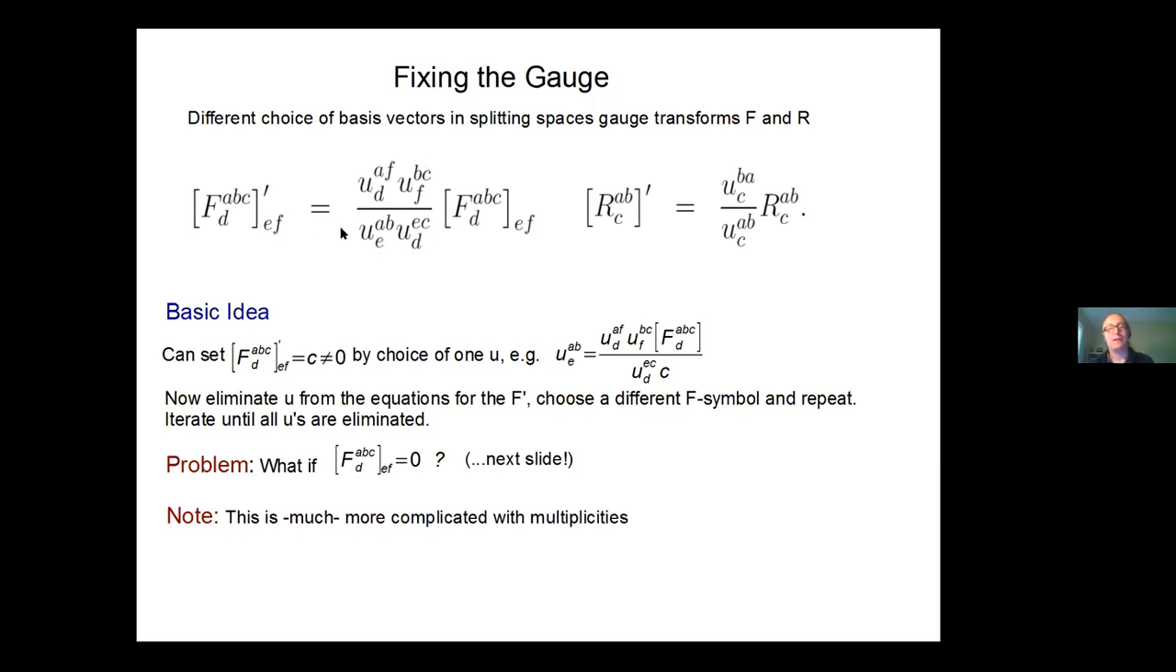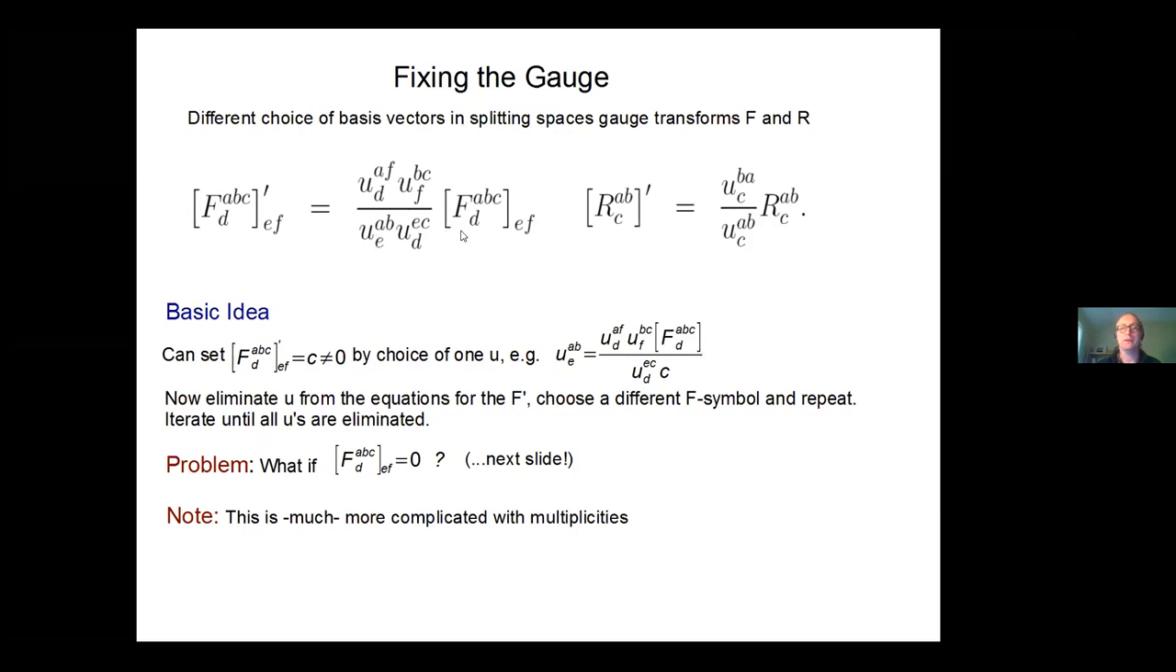And so if I change the basis in each of the vertex spaces by this factor of U, so U_AD for the AD vertex, then the F symbols change in this way, by this ratio of four of these vertex factors. And if you have R symbols, then you change in this way. And now it's a very simple basic idea. So you can set an F symbol equal to some constant, whichever you want, but not equal to zero, by choosing one of the U's. So, for example, here you could choose U_ABE to be equal to all of the rest of the right-hand side. And then the transformed F symbol will just be equal to one.